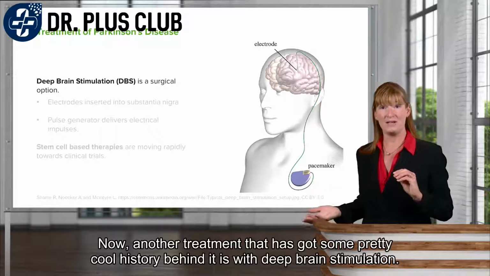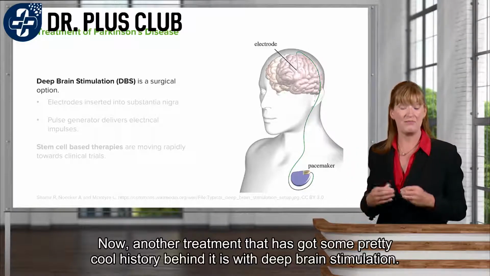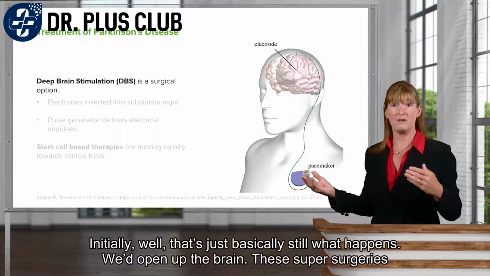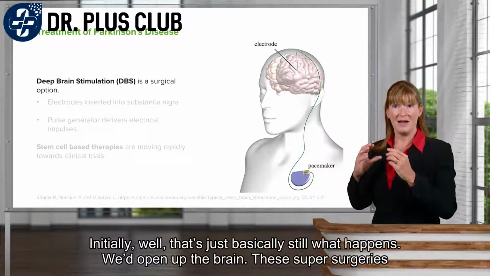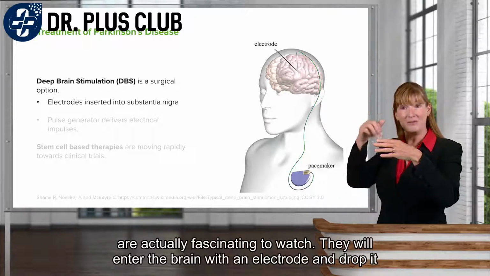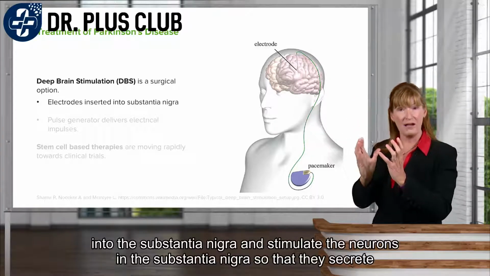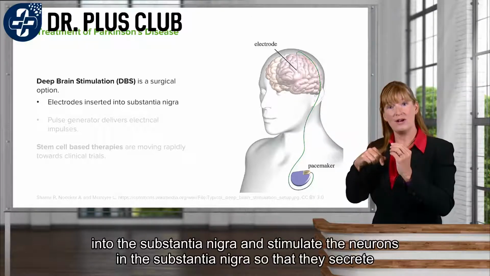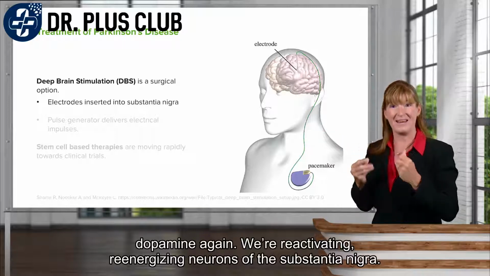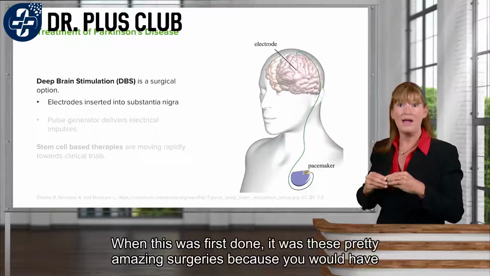Now, another treatment that has got some pretty cool history behind it is deep brain stimulation. Initially, well, this is basically still what happens. We'd open up the brain. These surgeries are actually fascinating to watch. They will enter the brain with an electrode and drop it into the substantia nigra and stimulate the neurons in the substantia nigra so that they secrete dopamine again. So we're reactivating, re-energizing neurons of the substantia nigra.